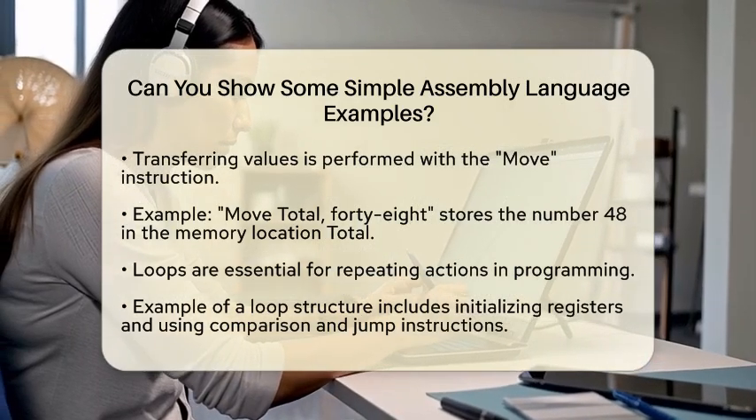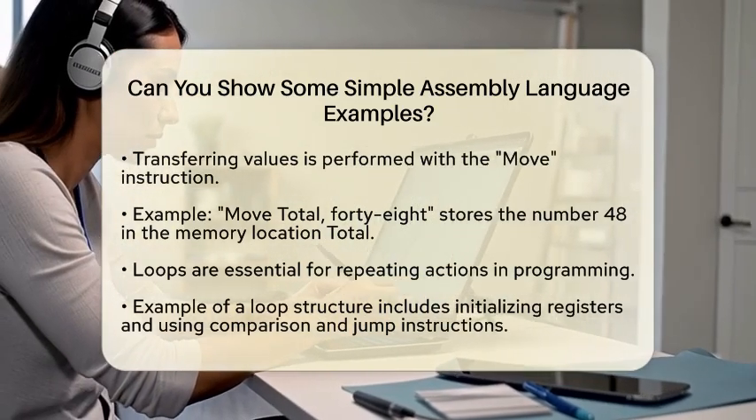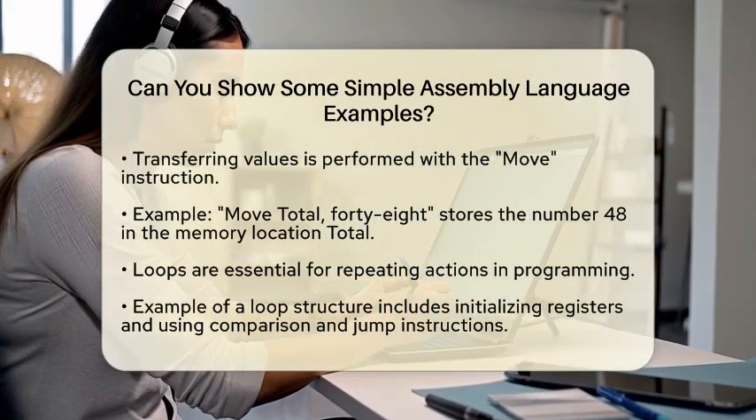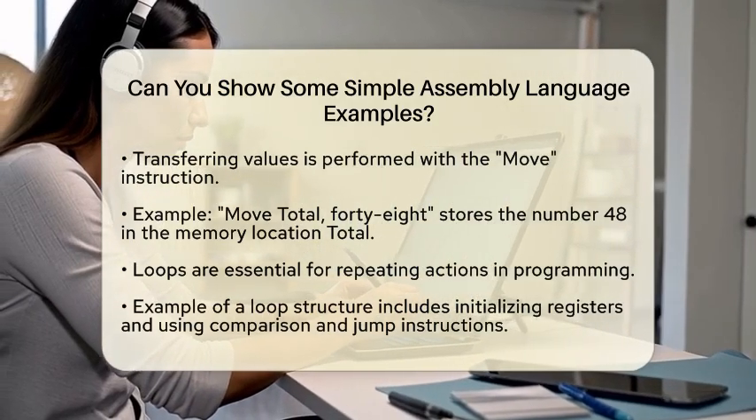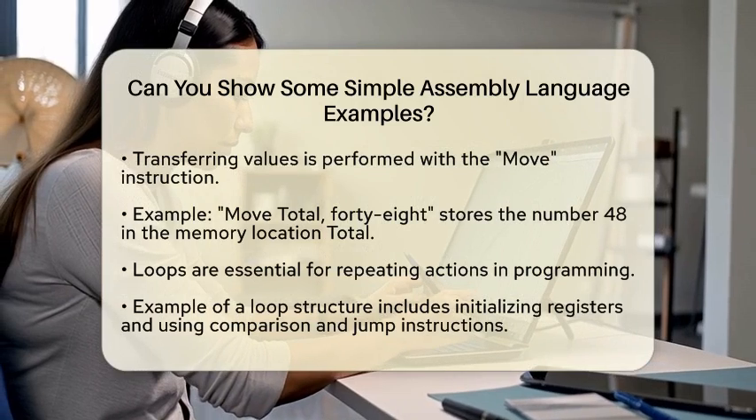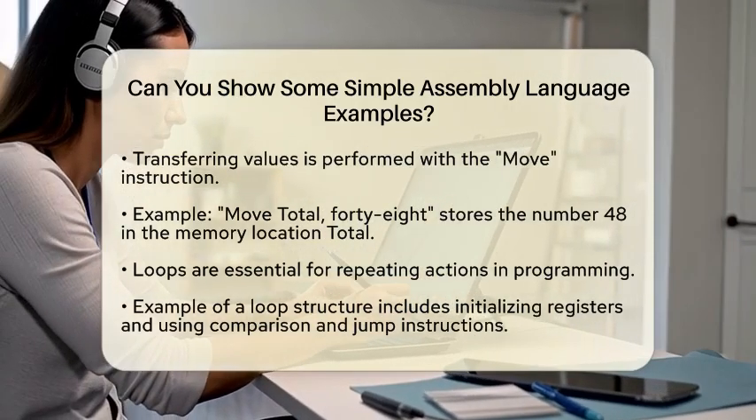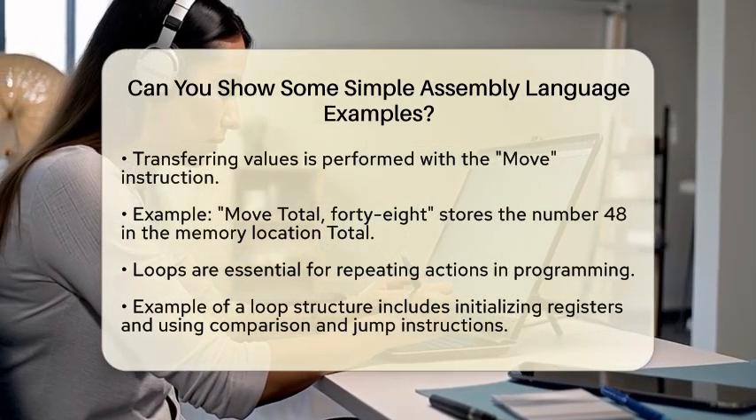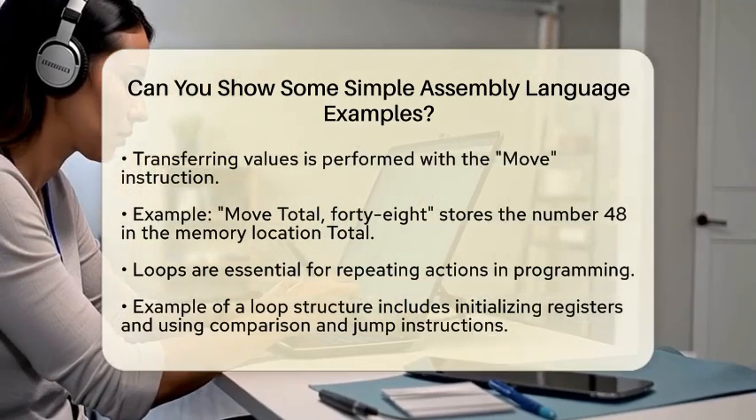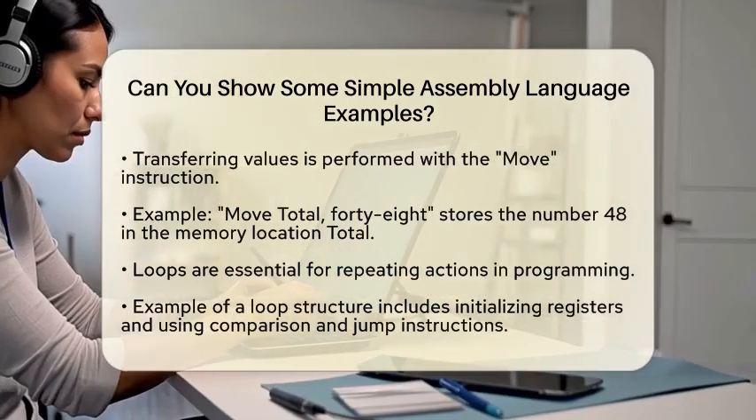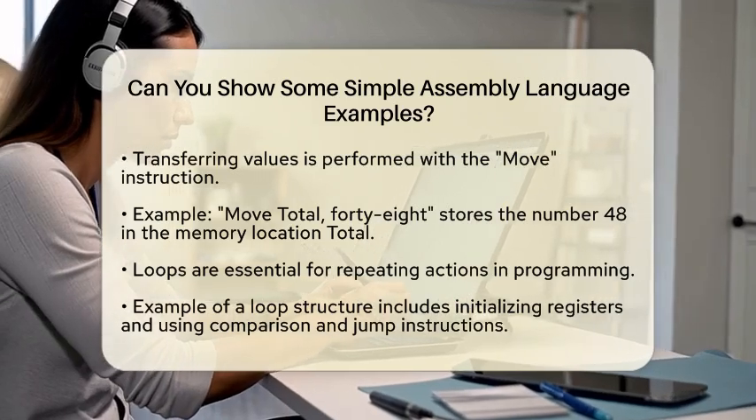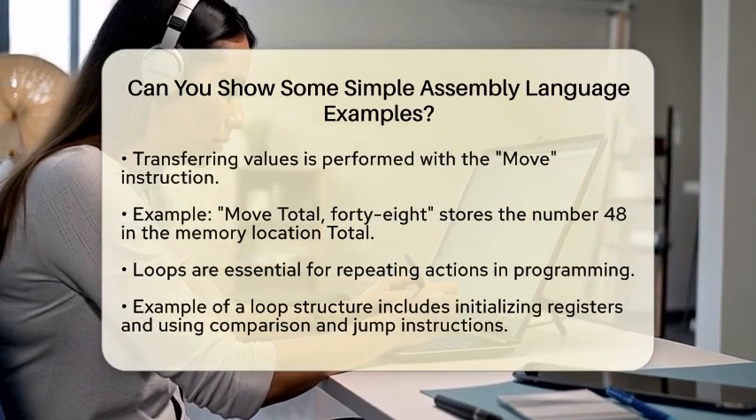Now, how about creating a simple loop? Loops are essential in programming for repeating actions. Here is a straightforward example. You can start by initializing a register to 0. Let's say you use register B to hold the count and register C as a loop counter. You would write move register B 0. Move register C 0. Then you can create a loop structure like this.